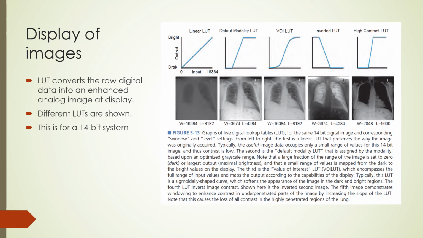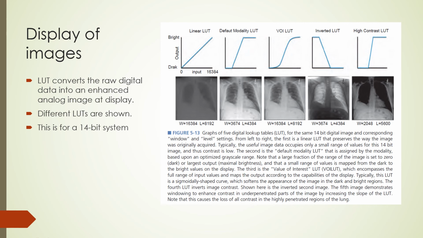The third shows the display of the entire range of grayscale values from minimum to maximum based on the display system capabilities and is on a sigmoidal curve. The fourth is an inversion achieved by setting the areas that have bright signals to 0 and areas with 0 signal to maximum brightness. The last lookup table is like the default but with the data plotted in a narrower range to enhance contrast. This is for a 14-bit system.